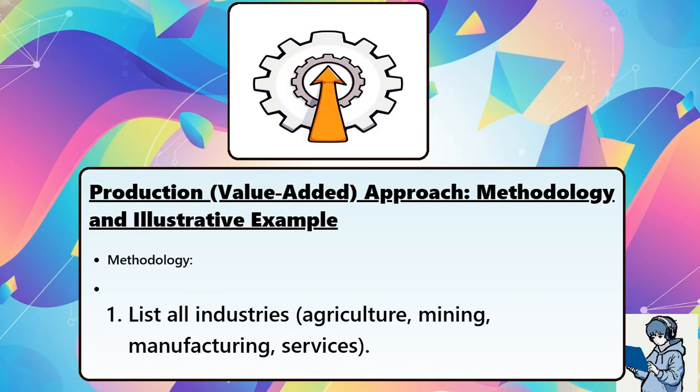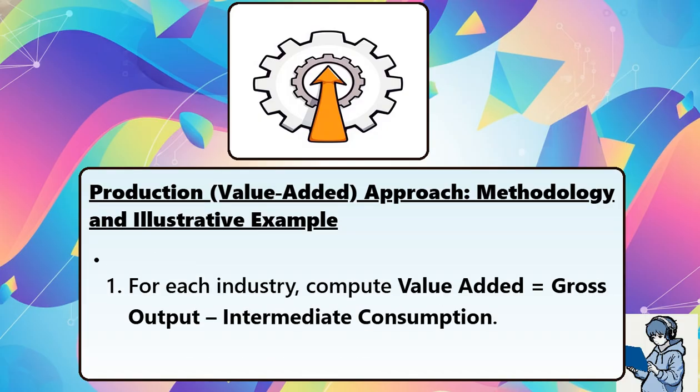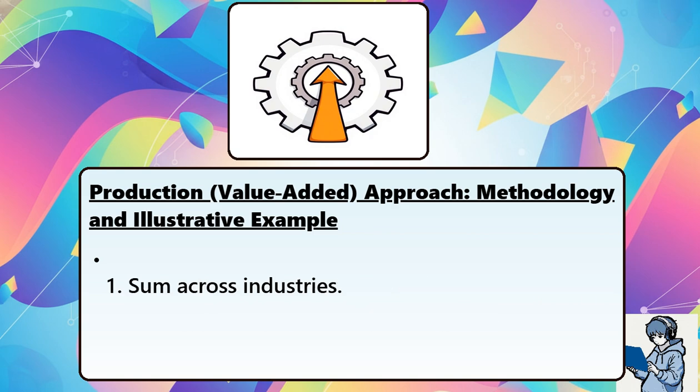Methodology. Point 1: list all industries: agriculture, mining, manufacturing, services. Point 2: for each industry, compute value added equals gross output minus intermediate consumption. Point 3: sum across industries.